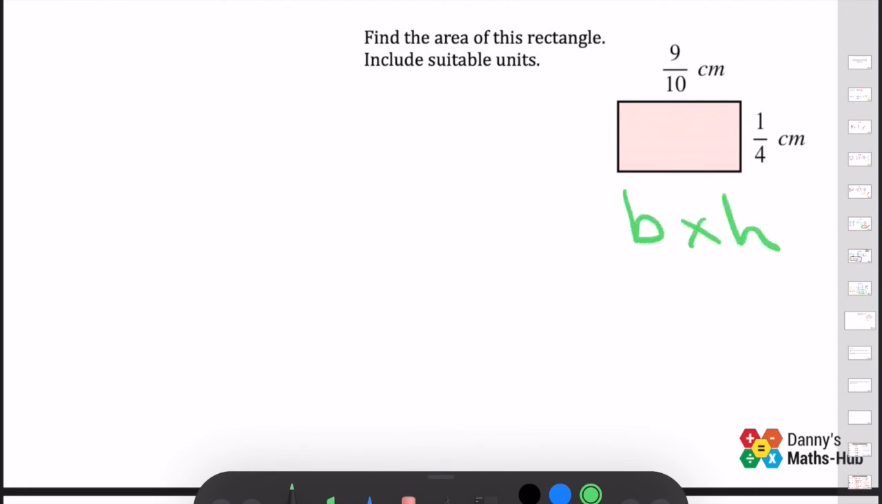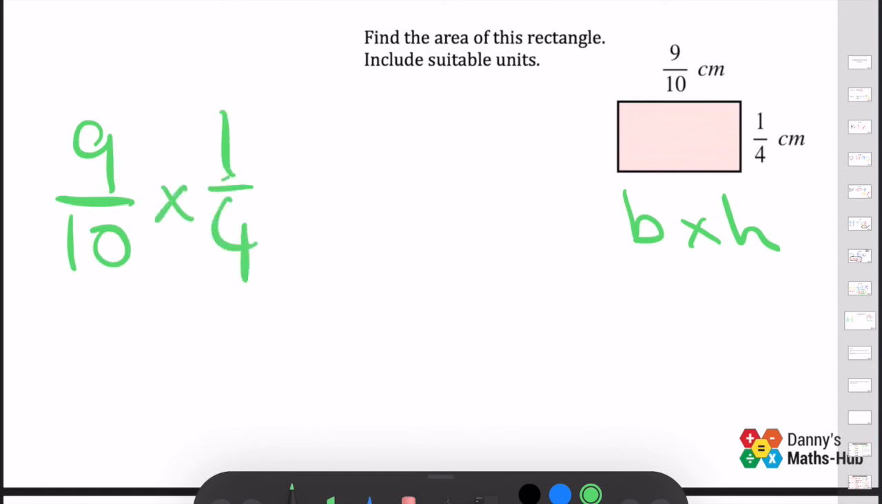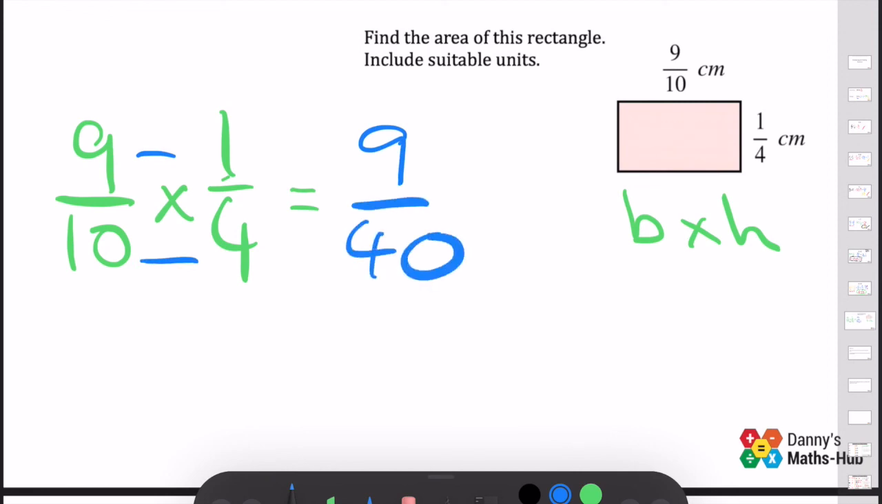In this case, though, we have to use a fraction. Our base is 9/10, and we need to times that by the height, which is 1/4. And then this is just a simple multiplying a fraction question, but it's just laid out ever so differently. So 9 times 1 is 9, 10 times 4 is 40. This can't be simplified, so our answer is 9/40.